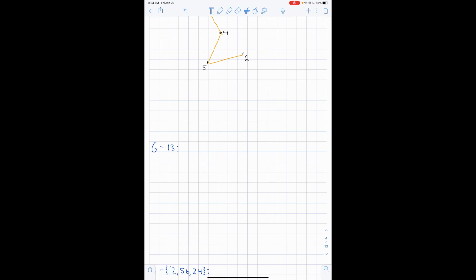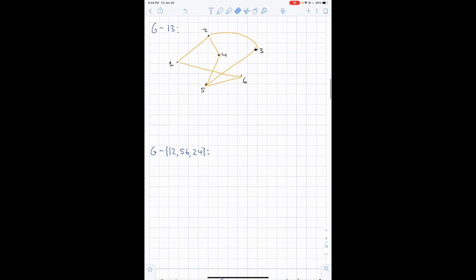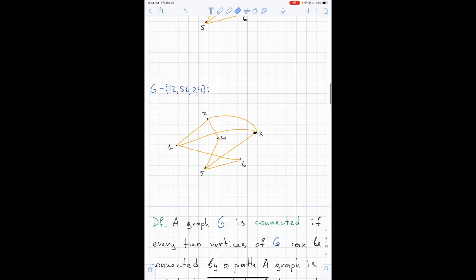Now I can also remove an edge, and that's even easier. I just remove the edge itself. So 1, 3 is the edge that connects them, and I just remove it. Or I can remove a set of edges. Here I have 3 edges. I remove edge 1, 2. I remove the edge 5, 6, which is here, and I remove the edge 2, 4 over here. So that's going to be the resulting graph.